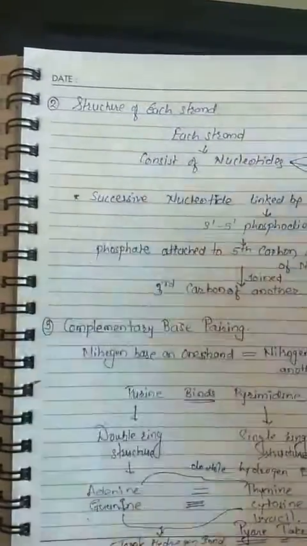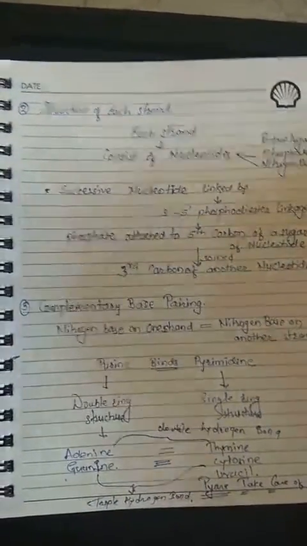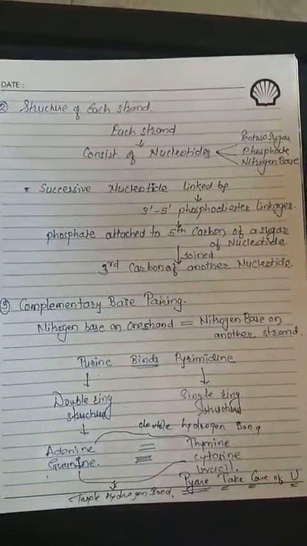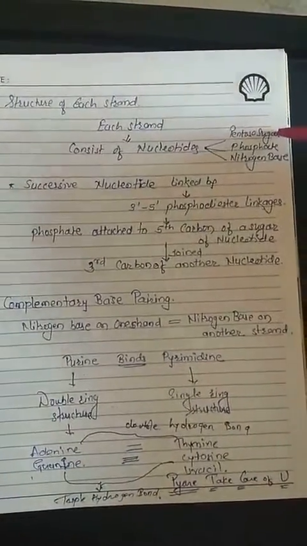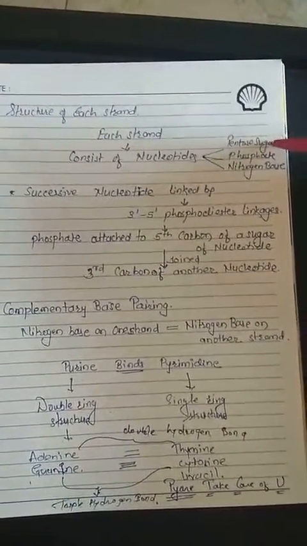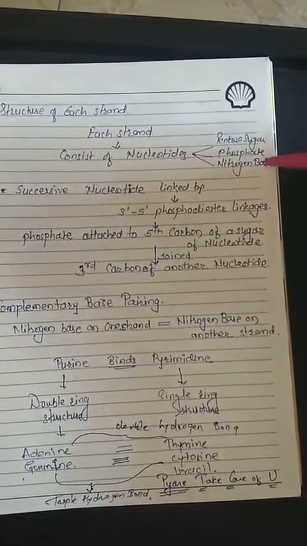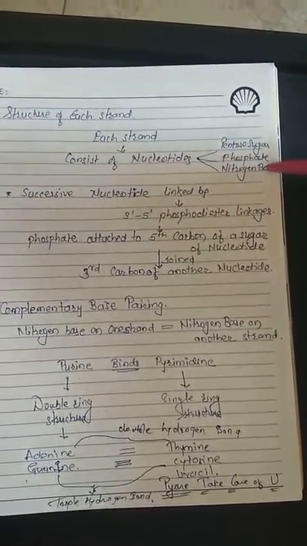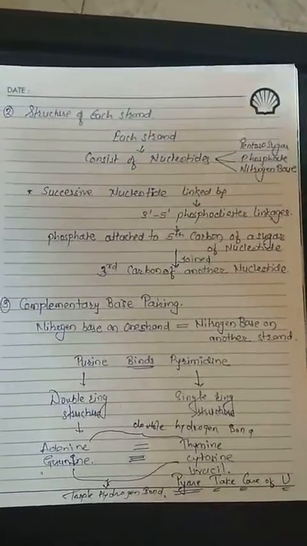The second point is that each strand is composed of nucleotides. In the last video we discussed nucleotides. Nucleotides consist of a pentose sugar, which in the case of DNA is deoxyribose, a phosphate, and nitrogen bases like adenine, thymine, guanine, and cytosine. Uracil is absent in DNA; it is present in RNA.